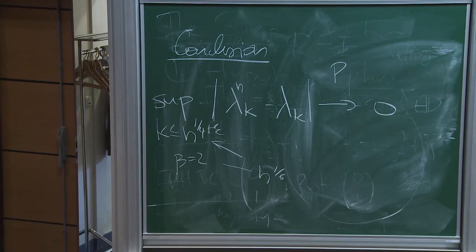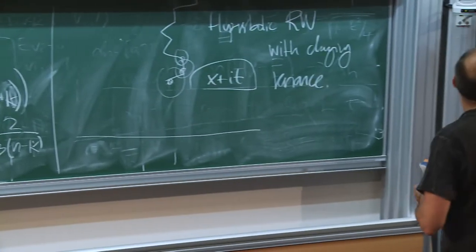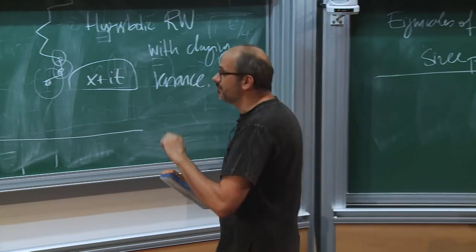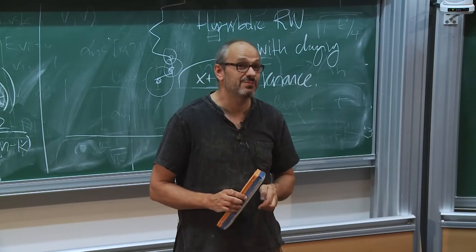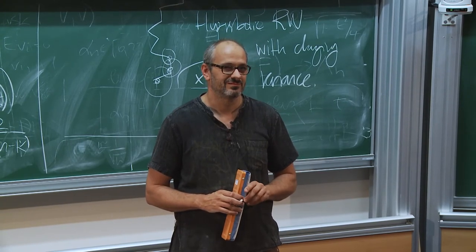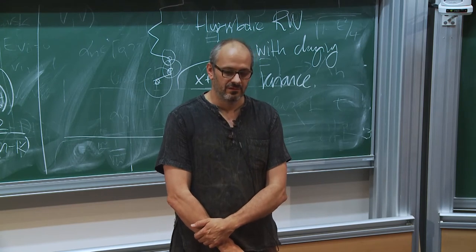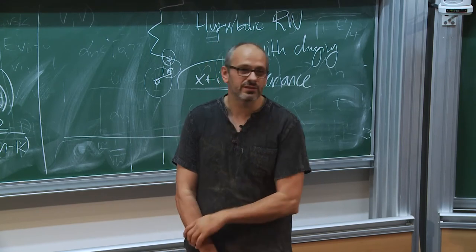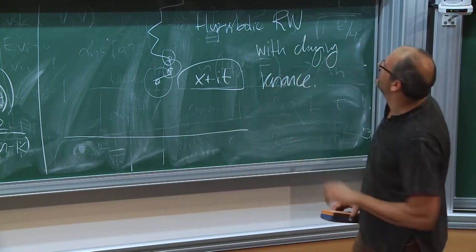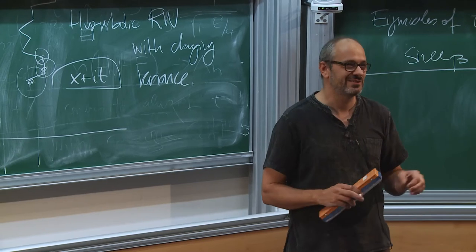Question: What about the joint law of this alpha k? The joint law? Oh, they're independent. Yes, they're independent. The alpha k in the Schrodinger tau process is not the same alpha. Sorry, there was bad notation. That's just some shift, because you have to take care of some periodicity issues, so that's why.